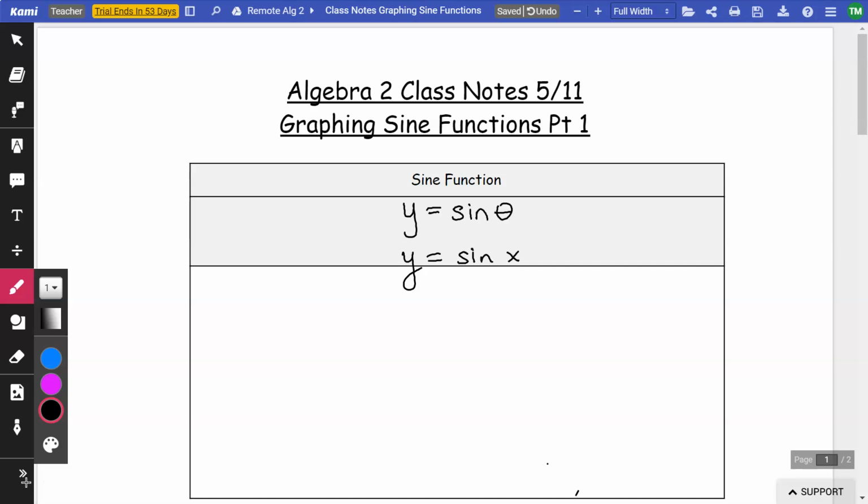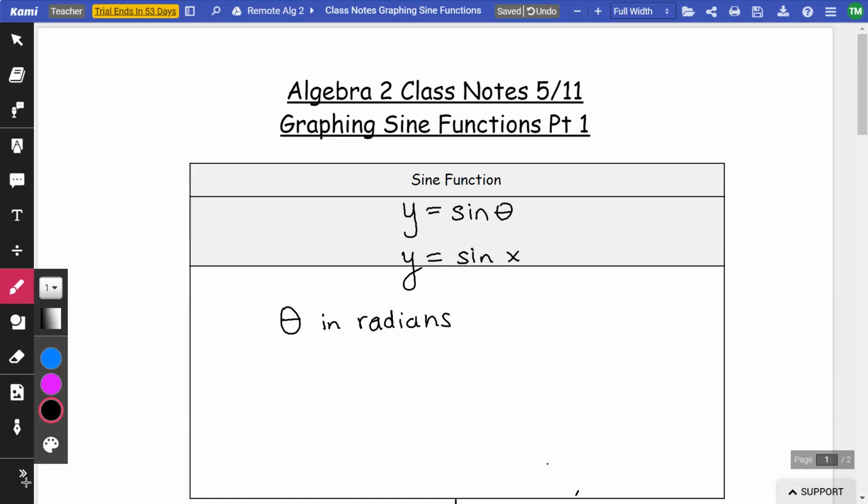Now, when we graph the sine function and other trig functions, we want to always use the measure of theta in radians. So remember, you're measuring the angle theta, and you want to always use it in radians.